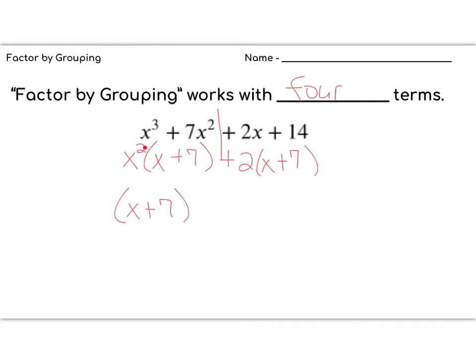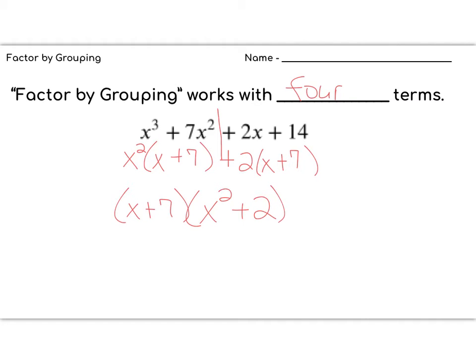And on the first part, it leaves an x squared, and it also needs to be in parentheses. And on the second part, when I take x plus 7 out of this, I'm left with a 2. So I end up with x squared plus 2. That is also sort of undistributing, right?